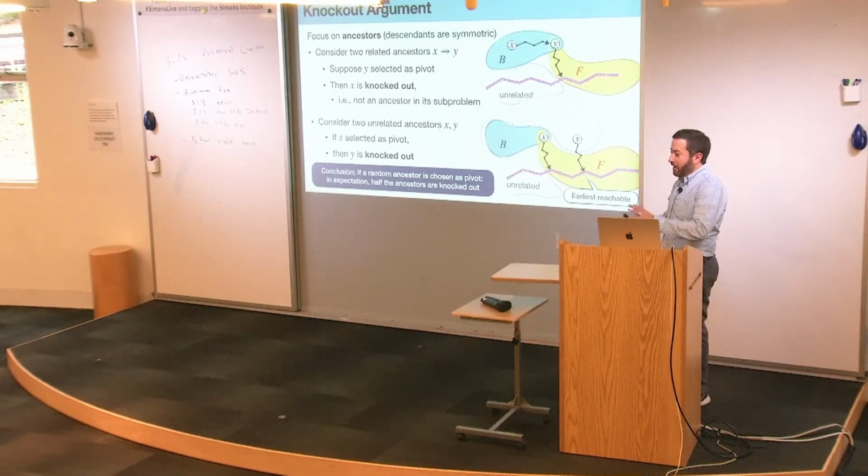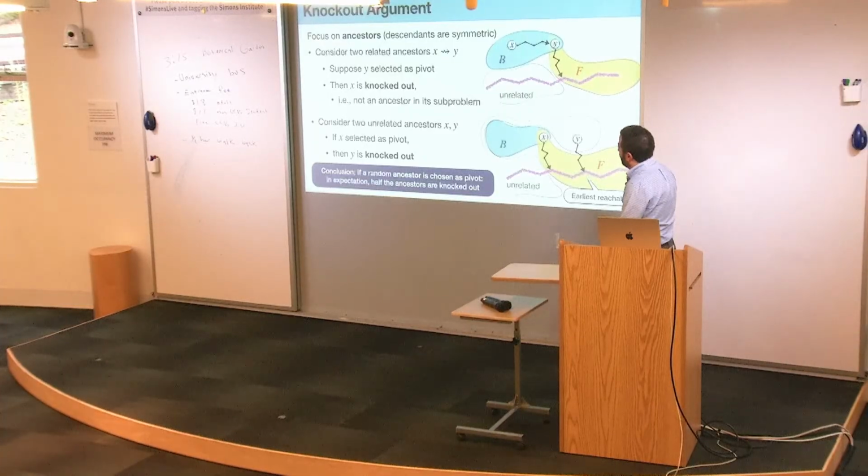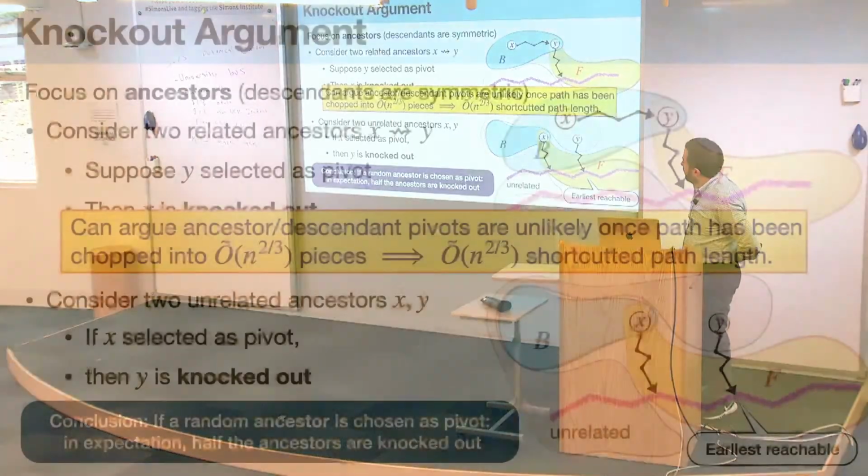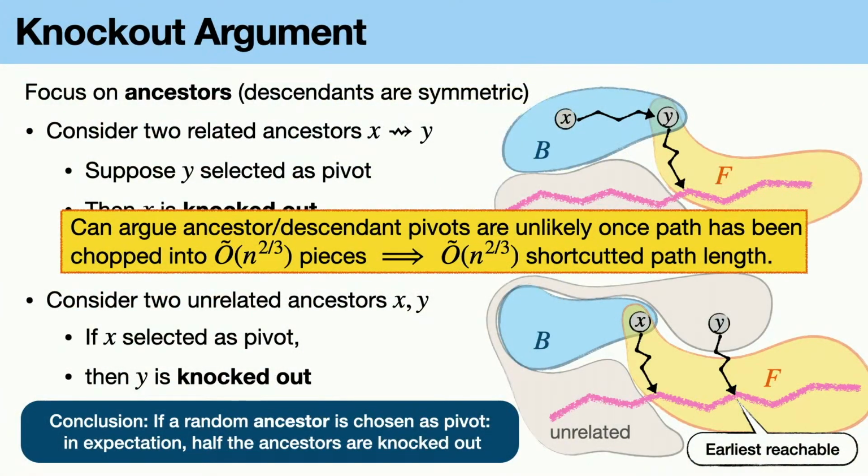Yeah. So you can think of this knockout thing as a complete graph where the edges are directed in at least one direction. So in expectation, at least half of the edges are outward, so you're going to knock out half. I see, okay. So you can argue that once you've chopped the path into the 2/3 pieces, there really aren't enough ancestors or descendants left to do much more. So you get a diameter of n to the 2/3. There's some details there which I'm just skipping, but that's basically the point. We have constant factor progress, so we can do something.